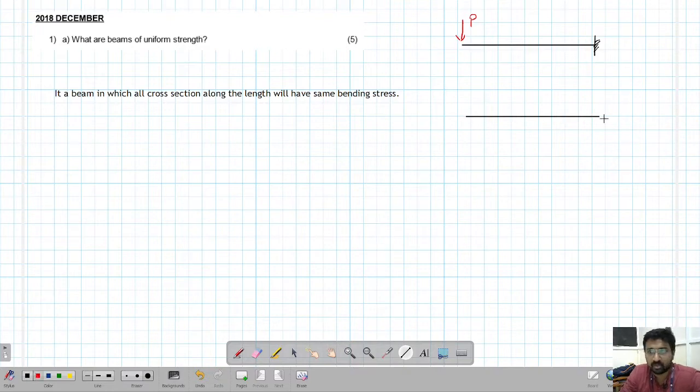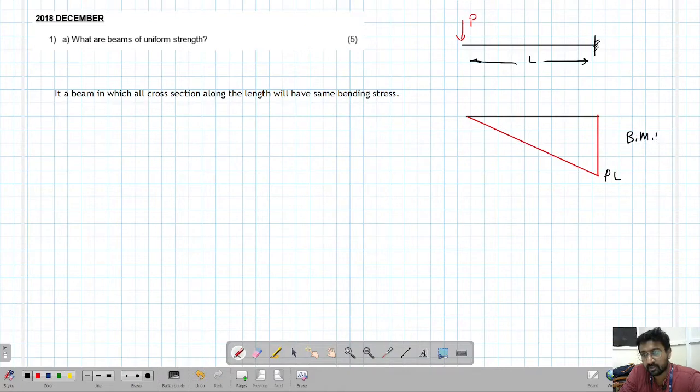So this is a bending moment diagram. The maximum bending moment will be P into L, where L is the length of the beam. Now we know that this beam has some cross section. Let's say it's a rectangular beam of some cross section. So that means at different cross sections we have different bending moments.